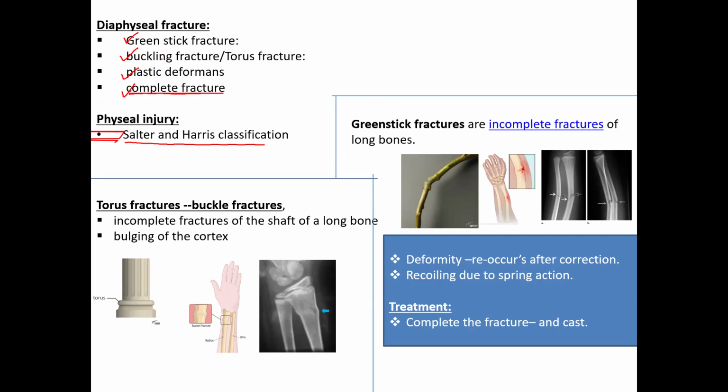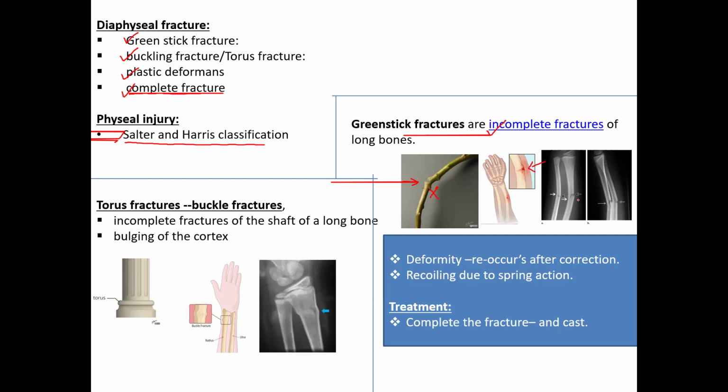Among these, we'll just learn a little about greenstick, buckling, and plastic deformation. What is a greenstick fracture? If you take a green stick, or a rose plant stick, and try to break it, it won't break completely. It will break on one side, and the other side it won't break. This is because of a lot of elasticity and moldability. In the same way greenstick fractures are incomplete fractures happening only on one side of the cortex. The other side remains like this.